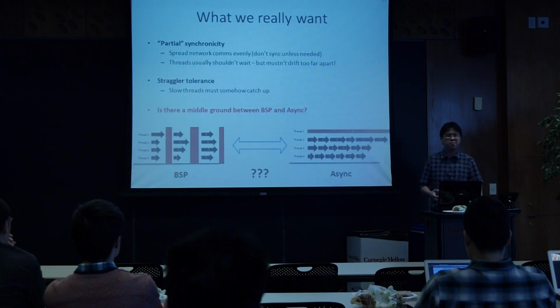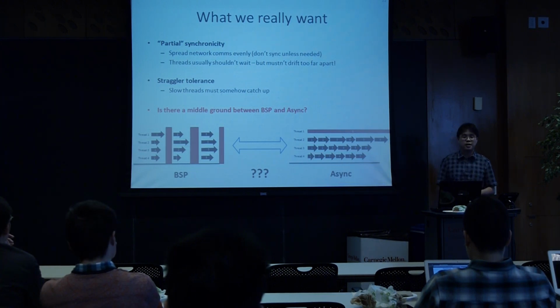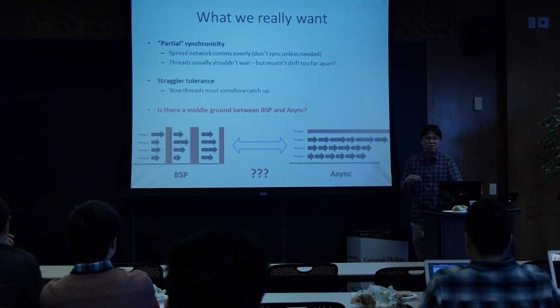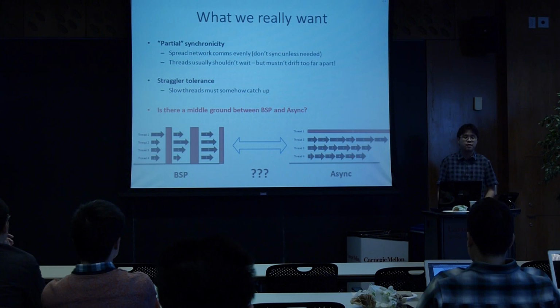So what is it that we really want? What was the point of showing these two extremes? The idea is that maybe there's a middle ground, some kind of partial synchronicity, where we want to spread the network communications evenly, and in fact, we want to avoid synchronizing unless we actually need to. And we don't want the threads to have to wait for each other all the time. They usually shouldn't have to wait, but you don't want them to drift too far apart either, because that's what gives you errors in a fully asynchronous system.